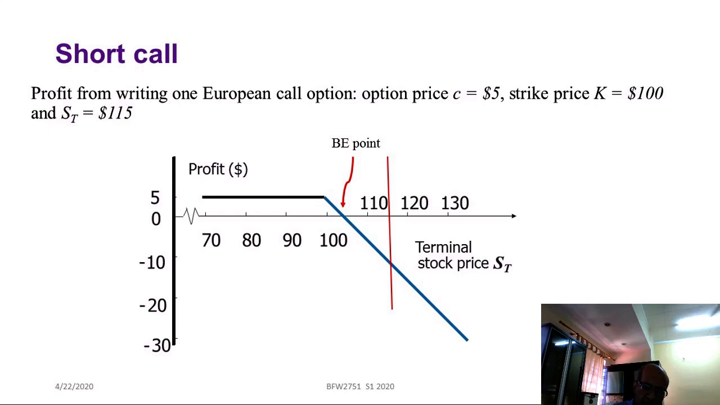How much does he lose? It's 115 minus 105, $10, plus the $5 he made. So he makes only a $5 loss. Why? Because 115 minus 105 is $10. There's a loss, he lost $10, but he already earlier made $5 per share. So 10 minus 5 is 5.